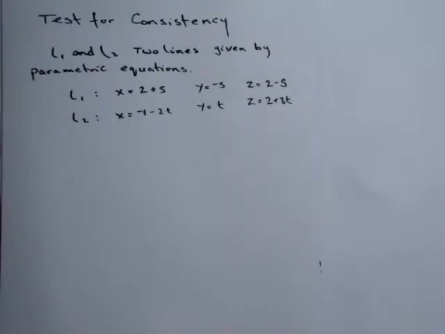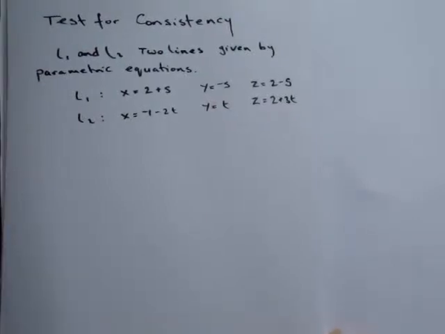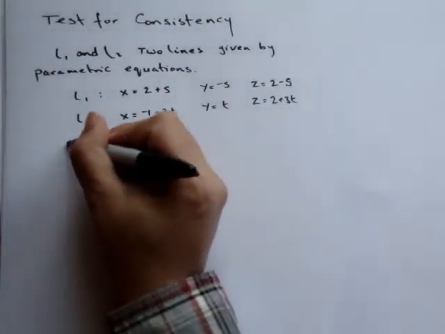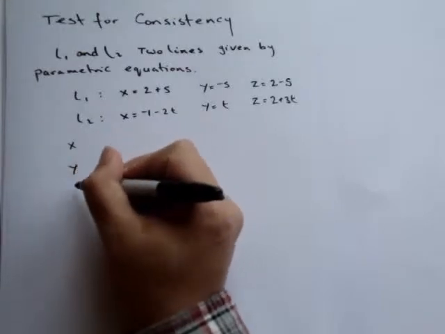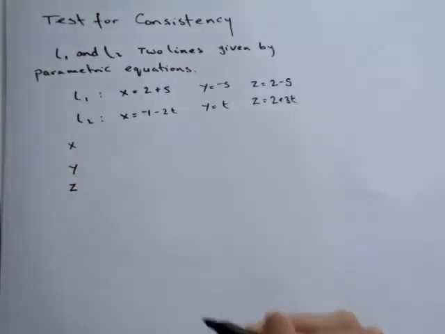The test for consistency shows whether two lines in 3 dimensions actually intersect or are skew. So how do we do this? First of all, we equate the two. So we equate the x's and the y's and then the z's.